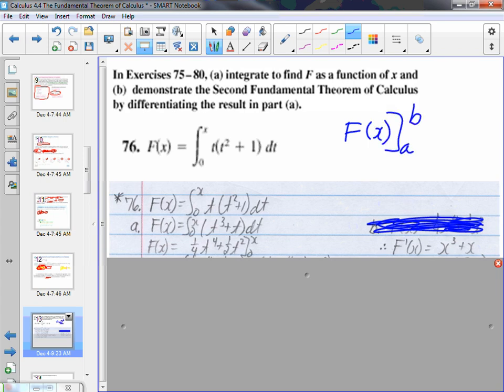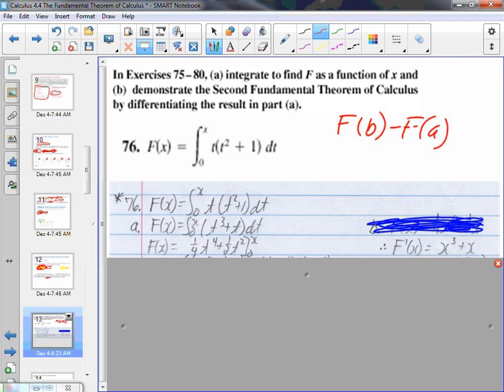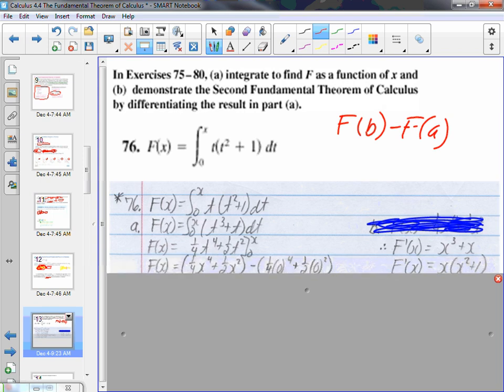That's the stage we're at. We found the antiderivative, and we're going to evaluate it from 0 to x. Remember how that works. It works this way, right? That becomes capital F of b minus capital F of a. So first we evaluate for the upper limit of integration. We put a minus sign. Then we evaluate for the lower limit of integration.